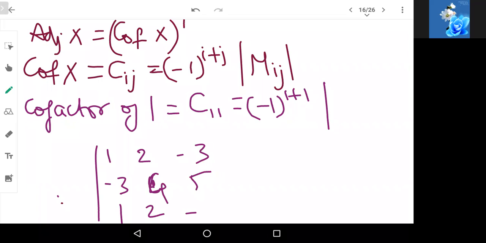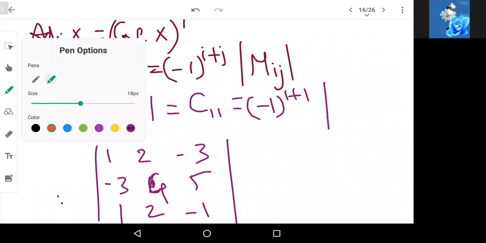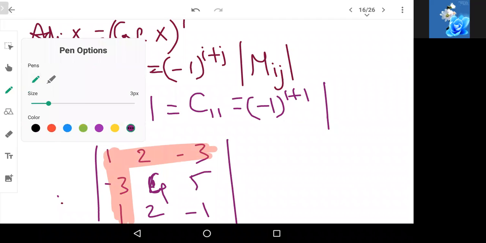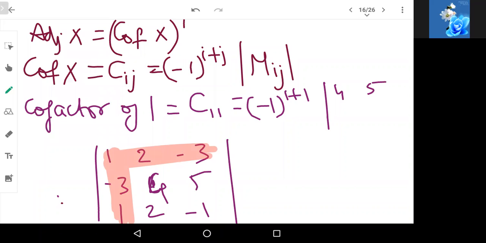1, 2, minus 1. Now here, since we are finding the minor for 1, we have to delete the first row and the first column. And what is the minor that will be remaining? 4, 5, 2 and minus 1. So this will be the minor for the first element, that is 1. Now let us solve this.